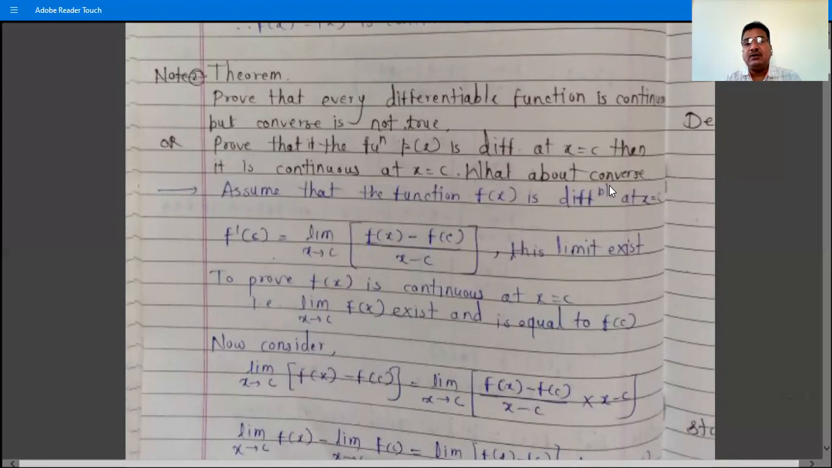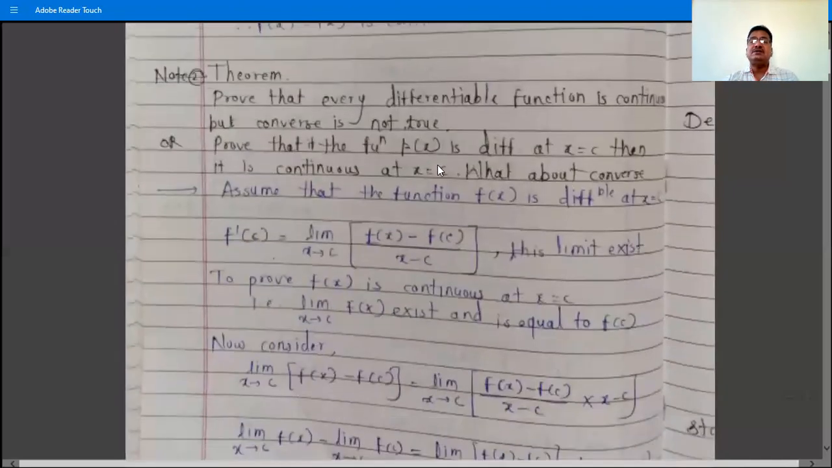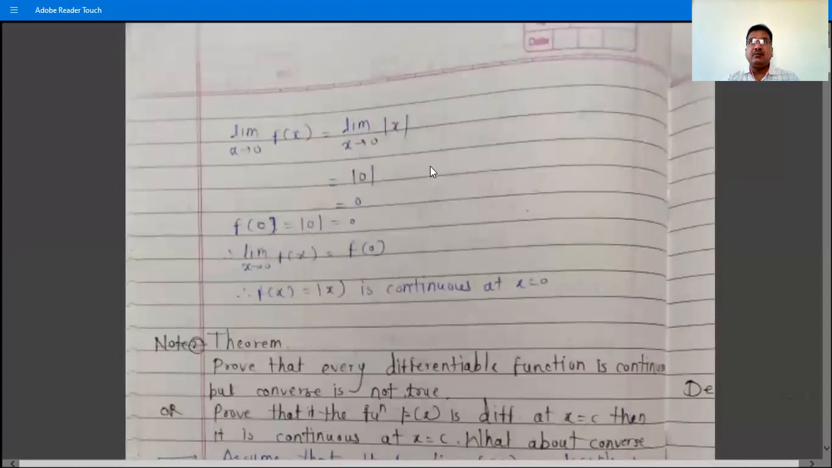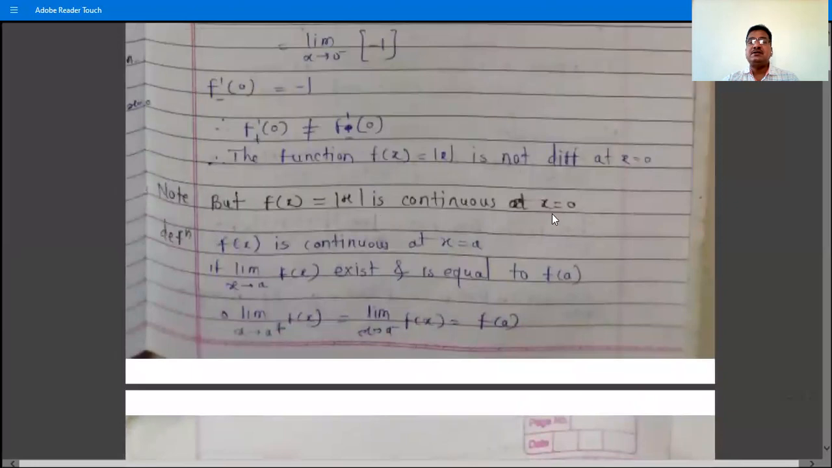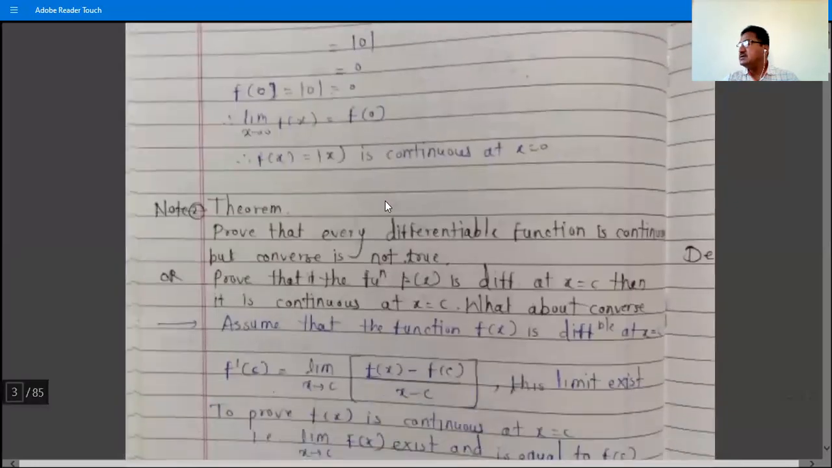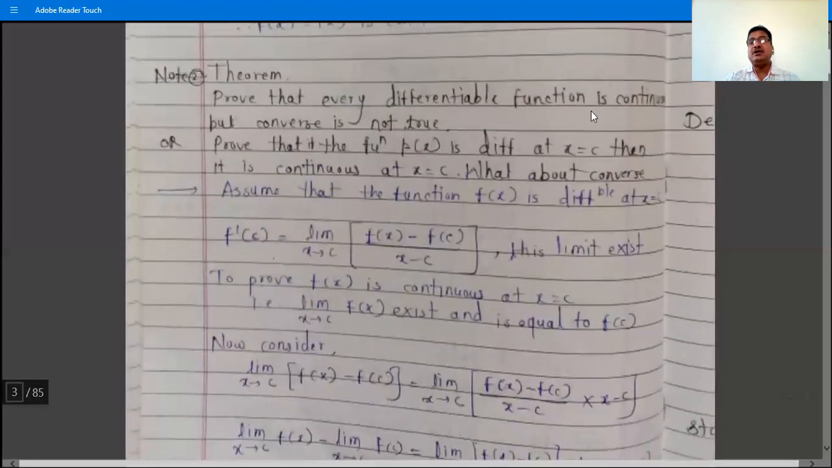The converse is not true actually. That is, if the function is differentiable, then the function is continuous. But the converse is not true. That is, if the function is continuous, then it may or may not be differentiable at that point. For example, mod x is continuous at x is equal to 0, but mod x is not differentiable at 0. But if the function is differentiable, then it must be continuous. So we have to show that every differentiable function is continuous.